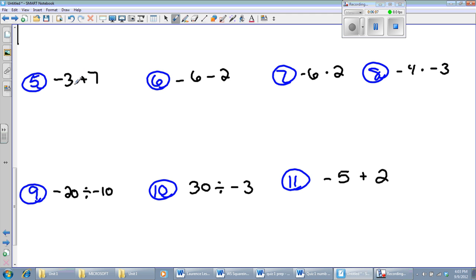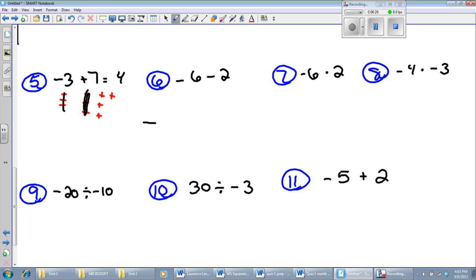All right, -3 plus 7. That's kind of like 1, 2, 3, and 1, 2, 3, 4, 5, 6, 7, right? These 3 will cancel with those 3, leaving me 4. This equals positive 4. 4 positives.